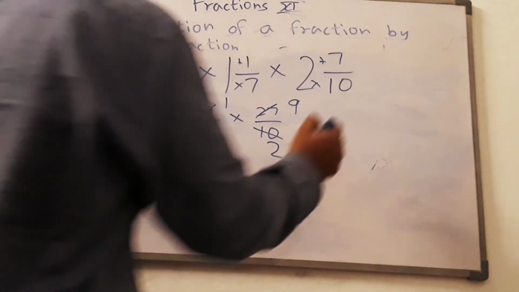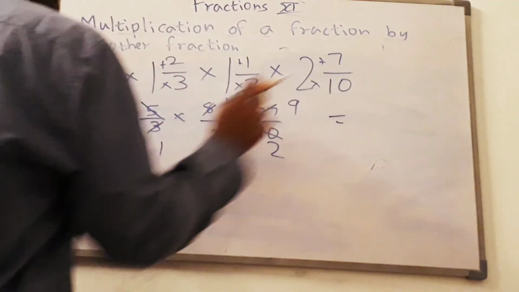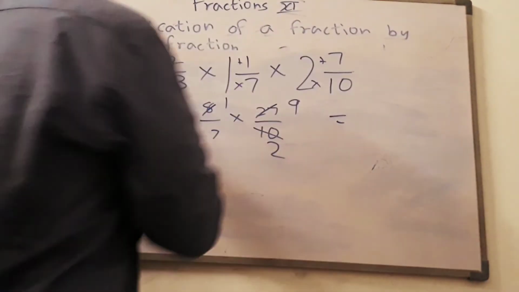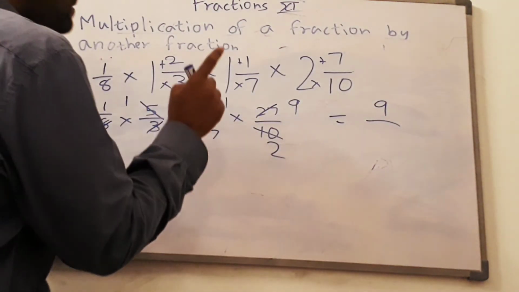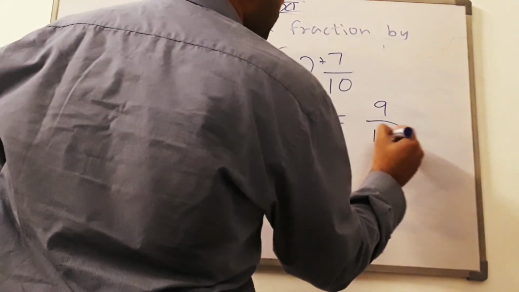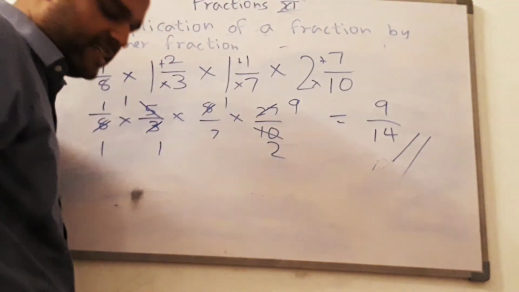Now we can multiply. More than that we can't simplify. 9 and 7, there are no common factors. 9 and 2 also there's no common factor. 1 times 1, 1, 1 times 1, 1, 1 times 9, 9, 1 times 1, 1, 1 times 7, 7, 7 times 2, 14. Final answer is 9 out of 14.